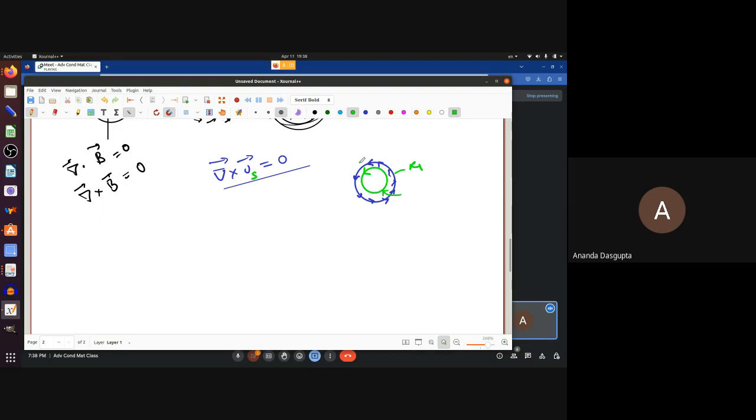In other words, if the line integral of V dot dl over this was kappa 1, what is the line integral of V dot dl over this one? A very, very simple question. Remember, we have curl of V is 0. So how are kappa 1 and kappa 2 related to each other?